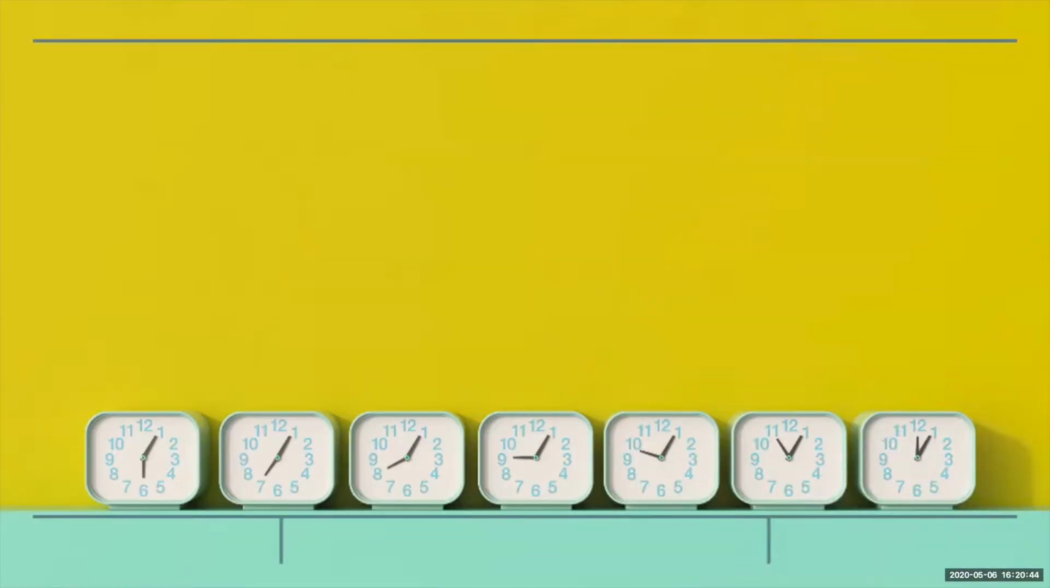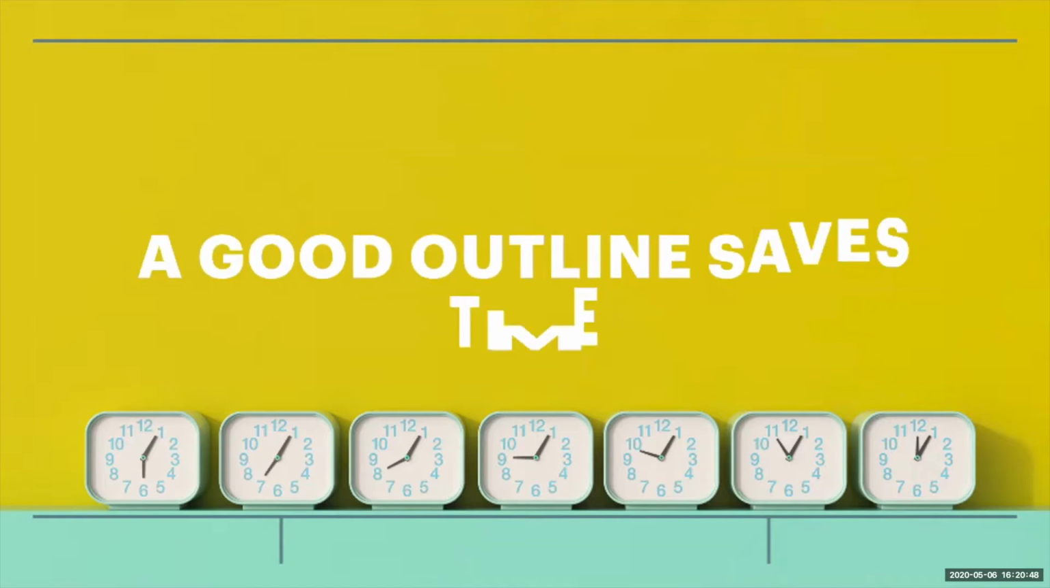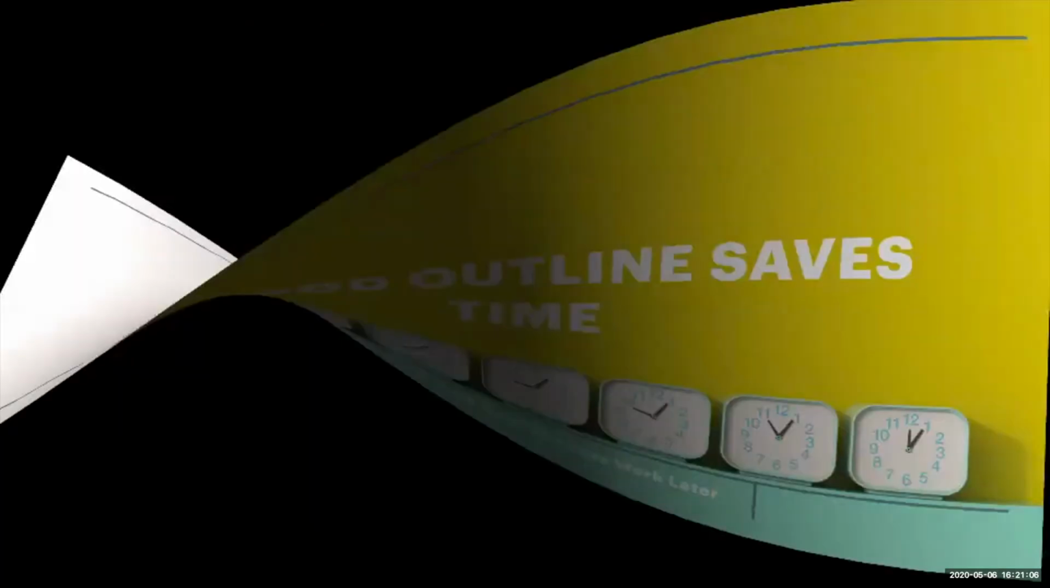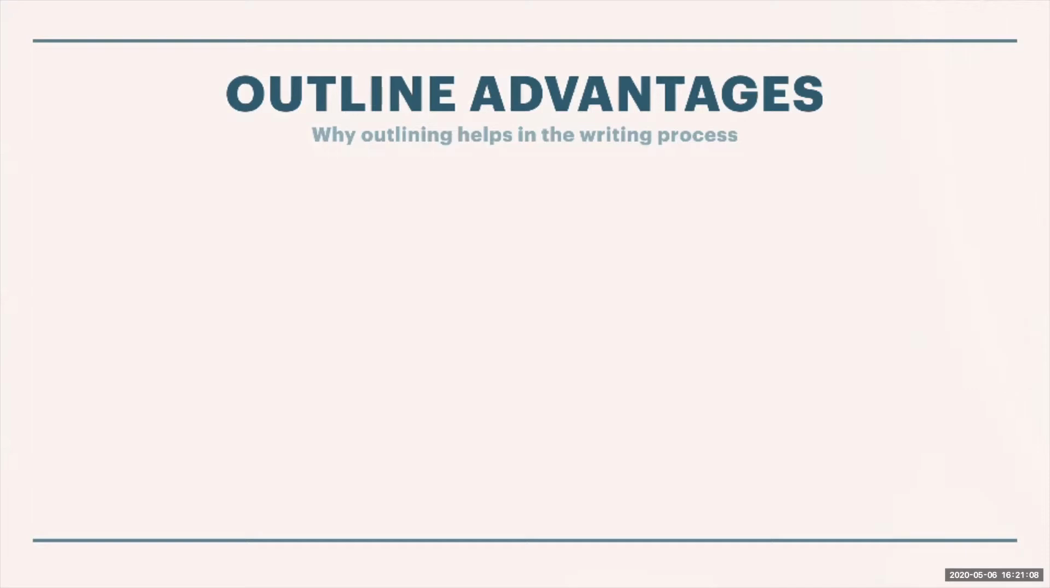Okay, so when it comes to outlining, a good outline saves time. The more work you do now, the less work you have to do later in terms of preparing and research, in terms of preparing and organizing a paper. And so let's look at some advantages of outlines. Why it helps the process.